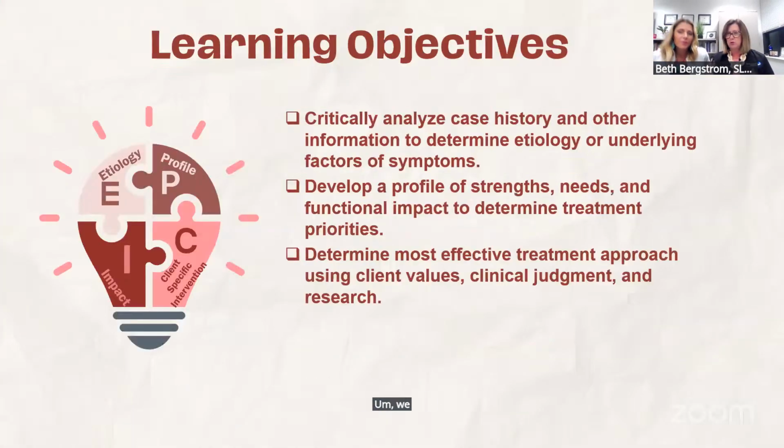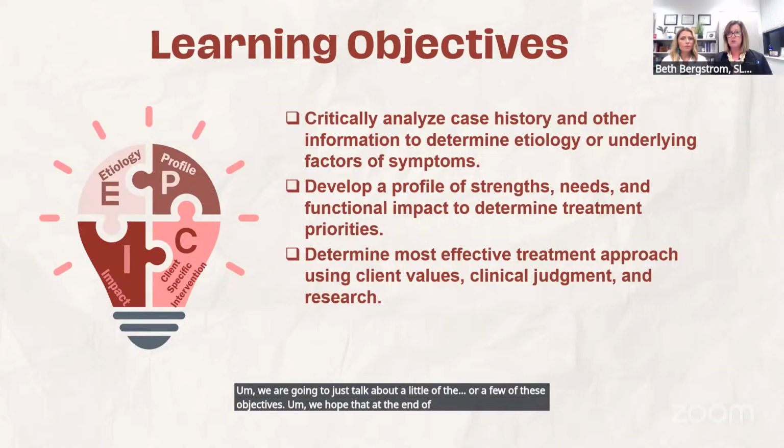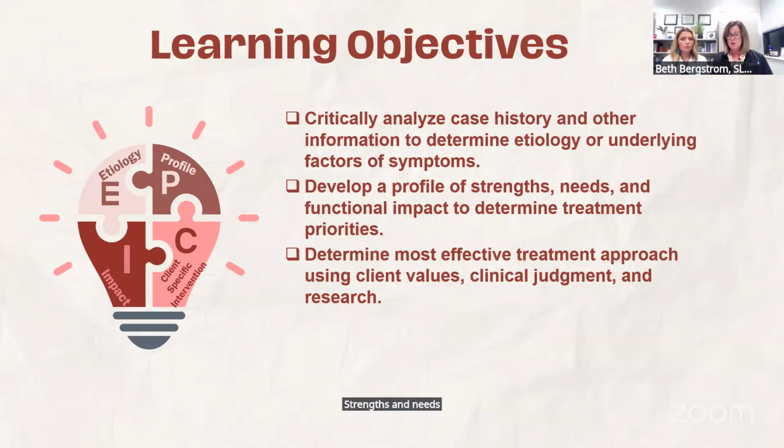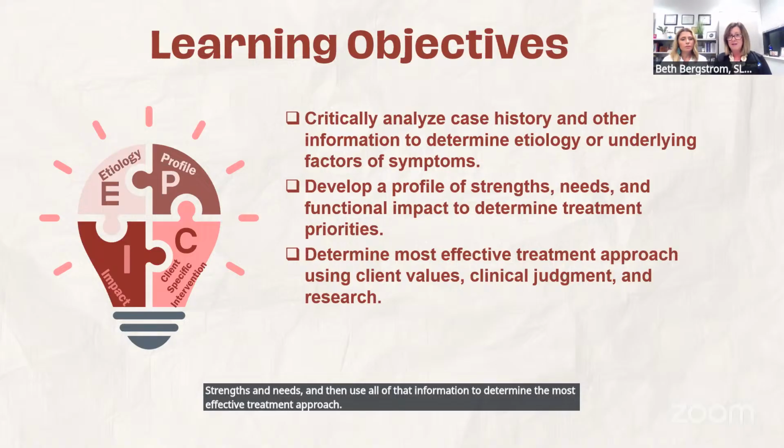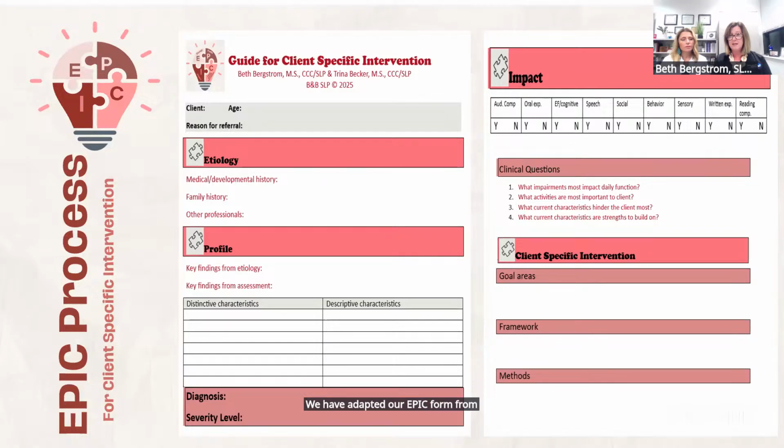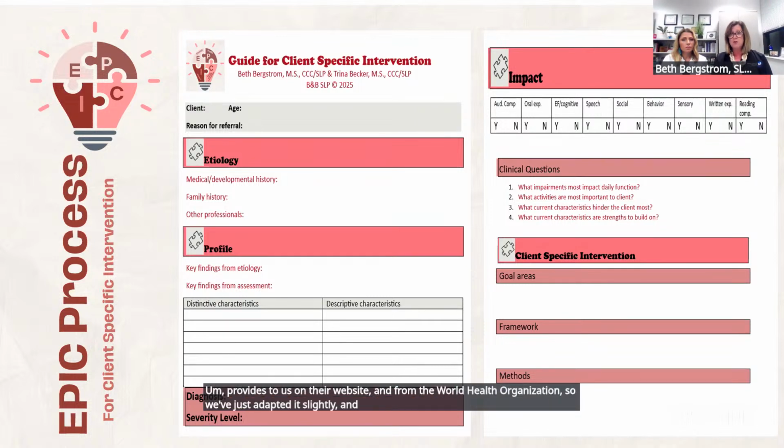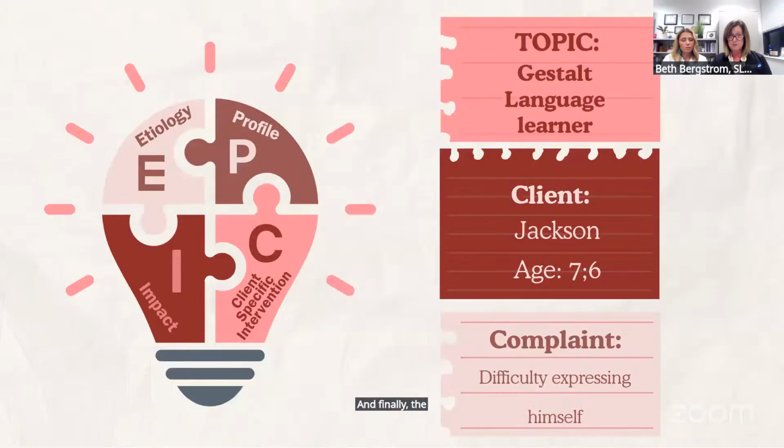We are going to just talk about a few of these objectives. We hope that at the end of this, you'll be able to analyze a case history and develop a profile of some strengths and needs, and then use all of that information to determine the most effective treatment approach. We have adapted our EPIC form from the ICF framework that ASHA provides on their website and from the World Health Organization. We use it to talk about etiology, profile, the impact, and finally the client-specific goals. Again, our topic tonight is a Gestalt language learner.